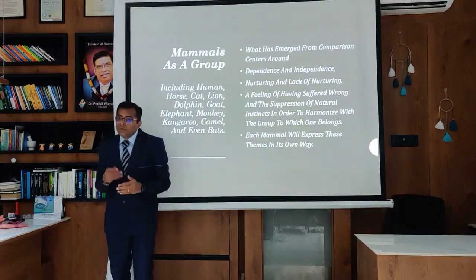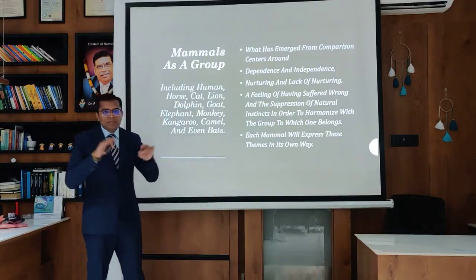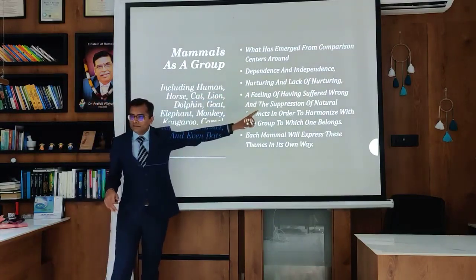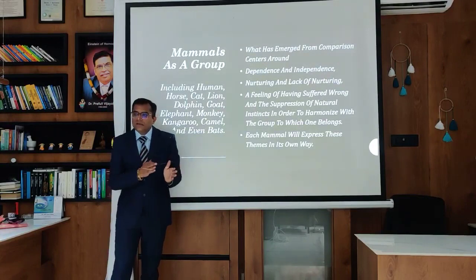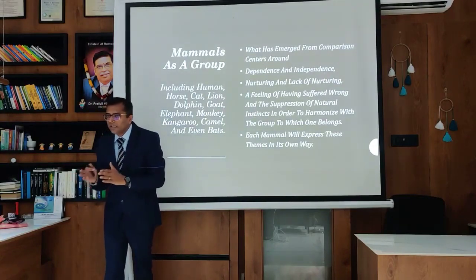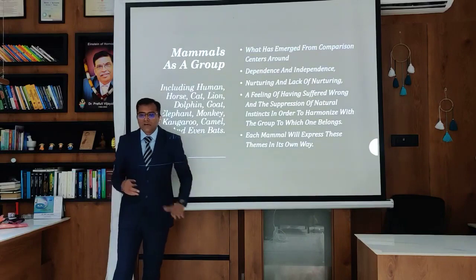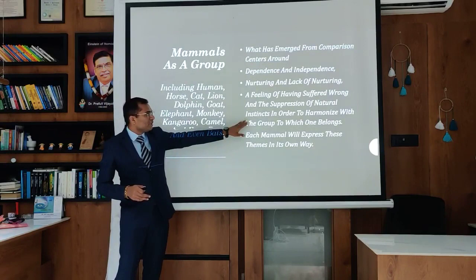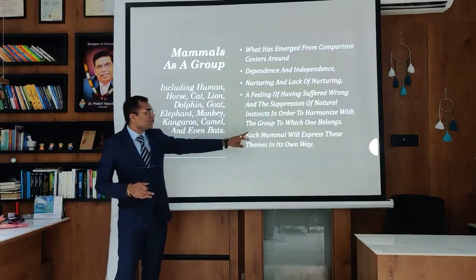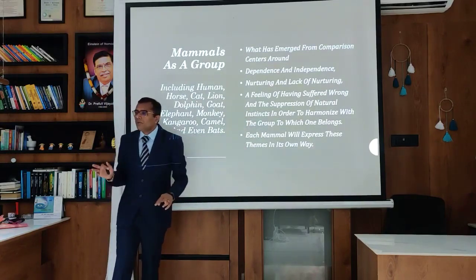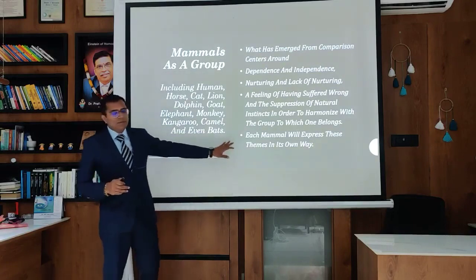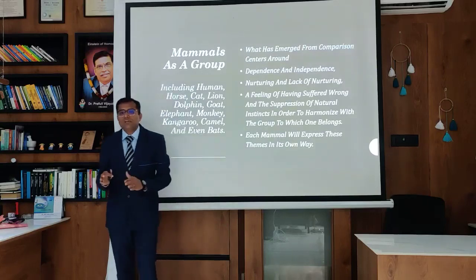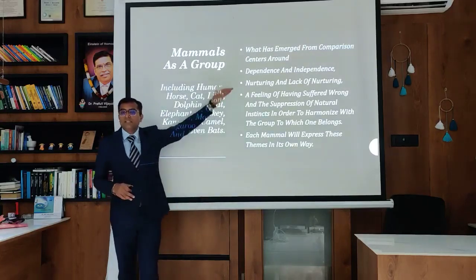But what happened? For that, a theme emerges: either they are dependent or independent, or there is nurturing or lack of nurturing. Exactly the opposite aspect of these things is a feeling of having suffered wrong, and the suppression of the natural instinct in order to harmonize with the group to which one belongs. Each mammal will express these themes in its own way. So the different kinds of mammals have to maintain this process.